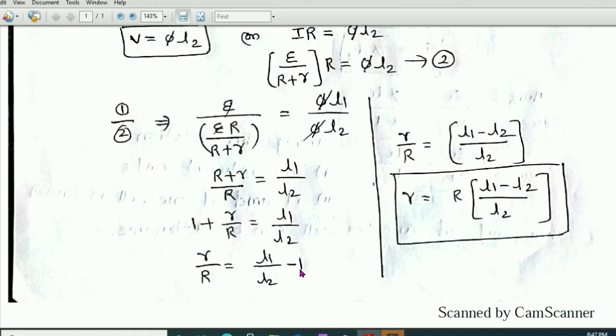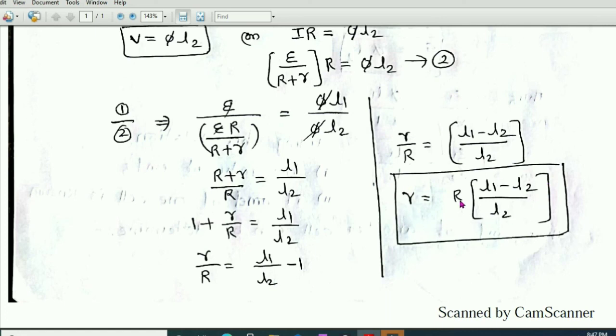Now we are solving this for the internal resistance of the cell. Small r by R is equal to, the LCM is L2, and in the numerator we get L1 minus L2, so L1 minus L2 by L2. So finally the expression for internal resistance small r is equal to capital R into L1 minus L2 by L2. This is the expression for finding the internal resistance of the cell.